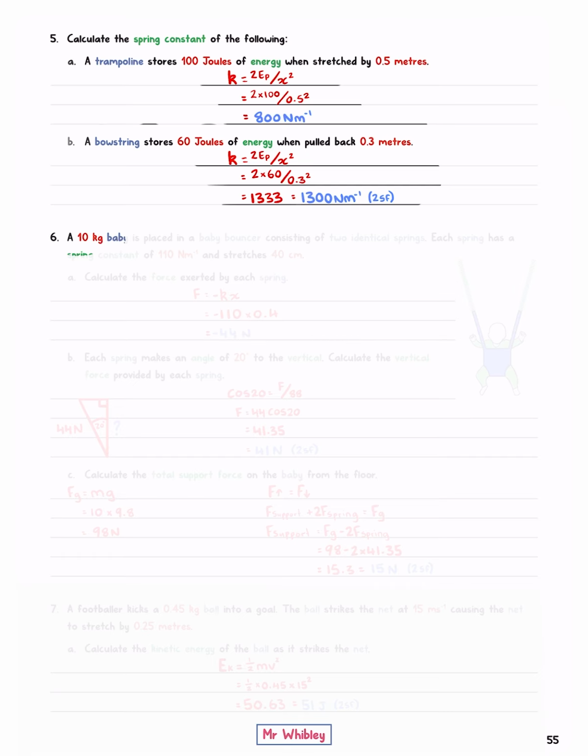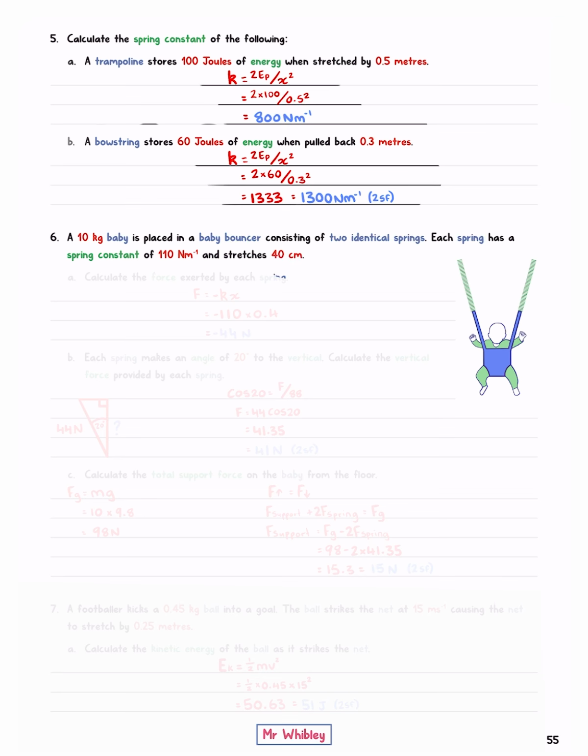A 10 kilogram baby is placed in a baby bouncer consisting of two identical springs. Each spring has a spring constant of 110 newtons per meter and stretches 40 centimeters. Calculate the force exerted by each spring. For this, we can use Hooke's law, where we have our spring constant, and although we have our extension, we need to convert this into 0.4 meters. Putting these numbers in gives me negative 44 newtons.